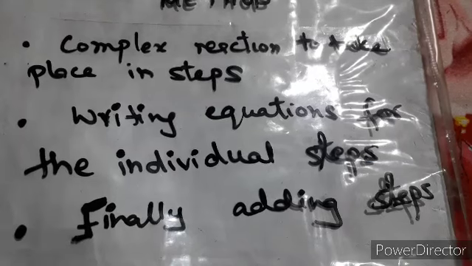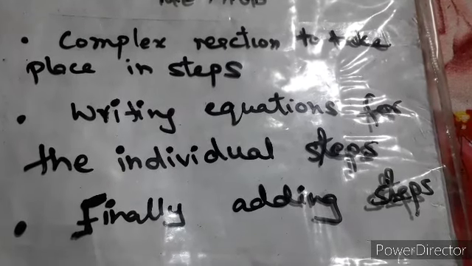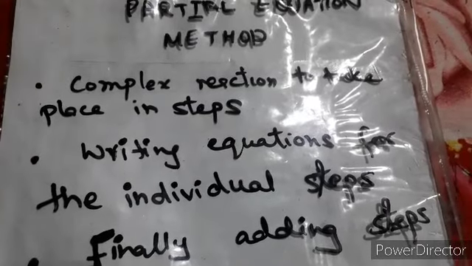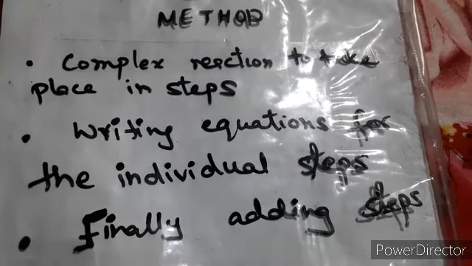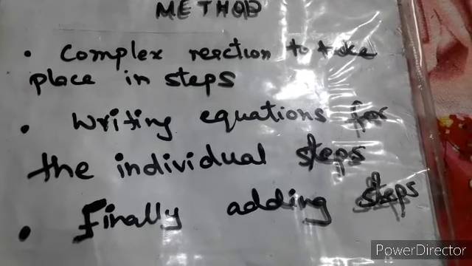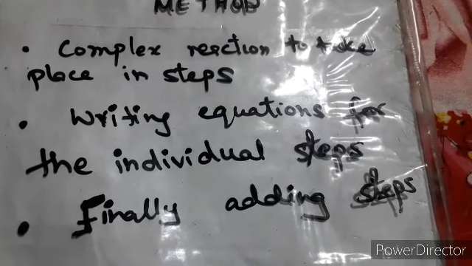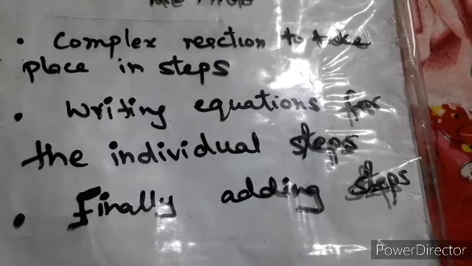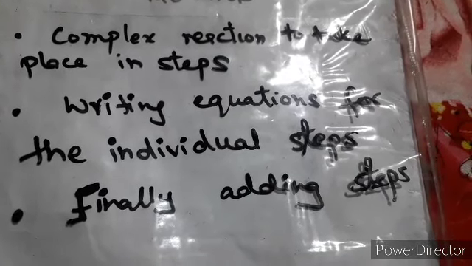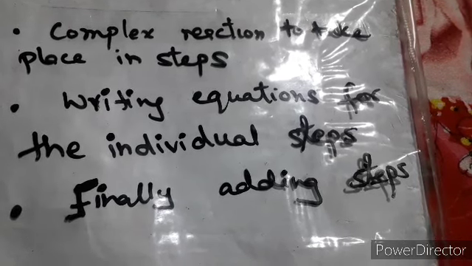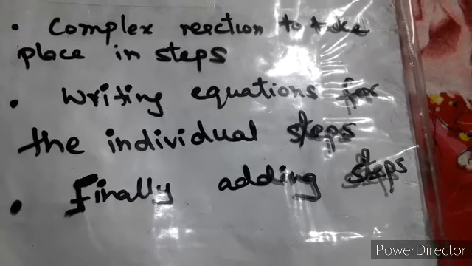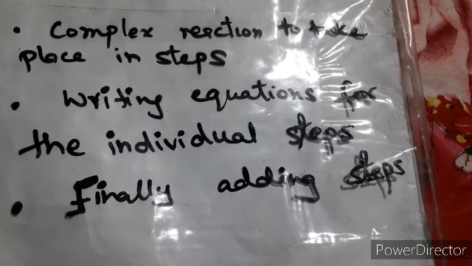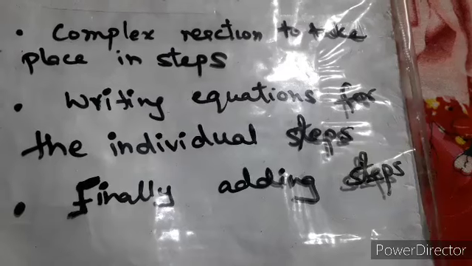I think by looking at these 3 points you cannot understand yet, but still I am telling you that this type of method is applied to reactions known as complex reactions. And what type of complex reactions are these? These reactions occur in 2 or 3 steps, and we have to balance each step, and then finally add up all the steps.